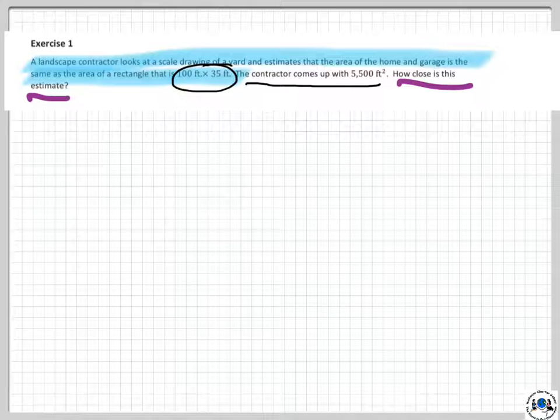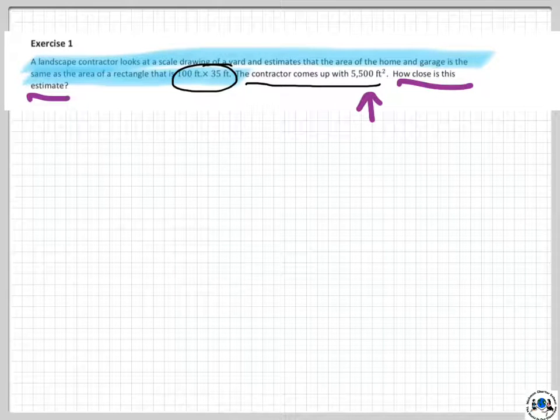I mean, it's kind of hard to understand, and I don't really know what they're driving at here. But anyway, I guess he looks at this scale drawing of a yard, and he estimates that the area of the home and garage is the same as the area of a rectangle that is 100 feet by 35 feet, okay? But then he comes up with 5,500 square feet, okay?